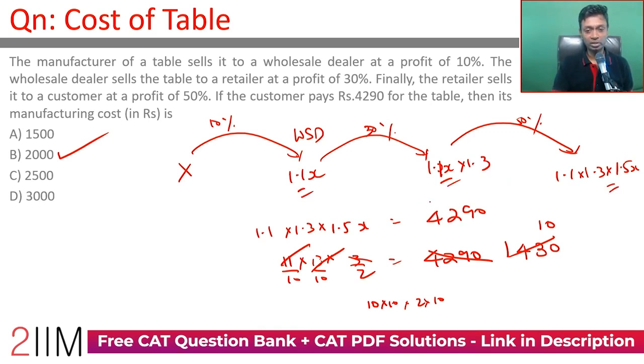10% more, 1.1x. 30% more, 1.3 times that. 50% more, 1.5 times that whole number. That's equal to 4290. Solve x. Very regular question. You should do this really quickly. You should have done hundreds of questions similar to this.